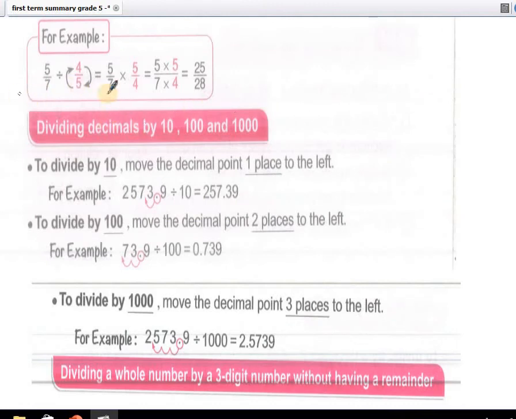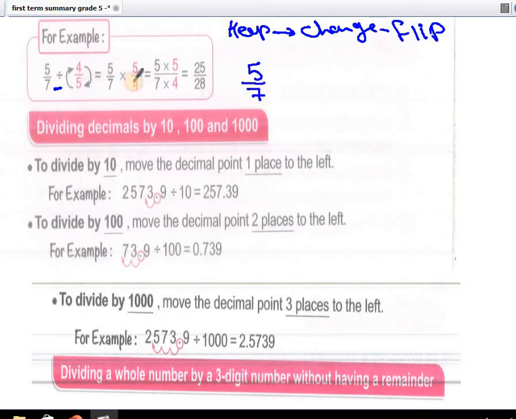Okay, here we have what? We have division. As we said before, when I see the divide sign and 2 fractions, what do I have to do? Keep, change, and flip. Which one do I have to keep? The first one. Here 5 over 7, I have to keep the first fraction, and then I change the sign into multiply, and then flip the number. Here the number 4 over 5, I will make it 5 over 4. That's all.